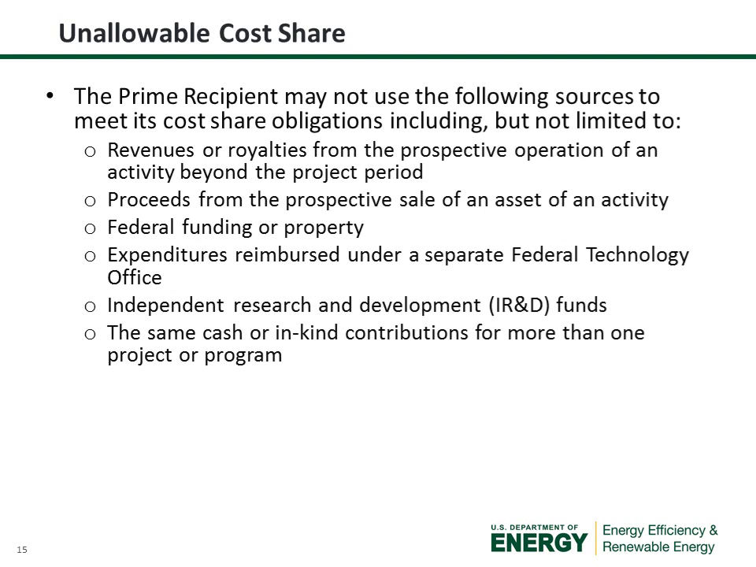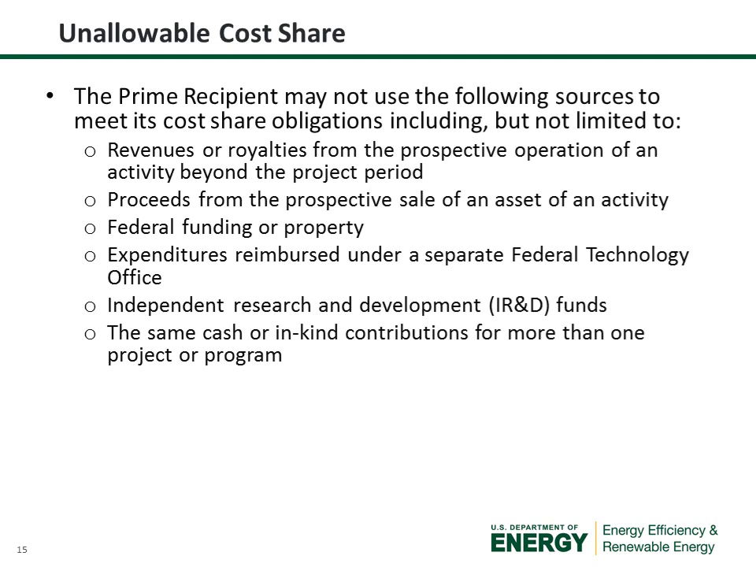Moving on. Unallowable cost share. The prime recipient may not use the following resources, or the following sources, I should say, to meet its cost share obligations, including, but not limited to, revenues or royalties from the prospective operation of an activity beyond the project period. In this instance, revenue or royalty from the sale of electricity or sale of materials post project period would not be an allowable source of cost share. Additionally, proceeds from the prospective sale of an asset of an activity is not allowable.